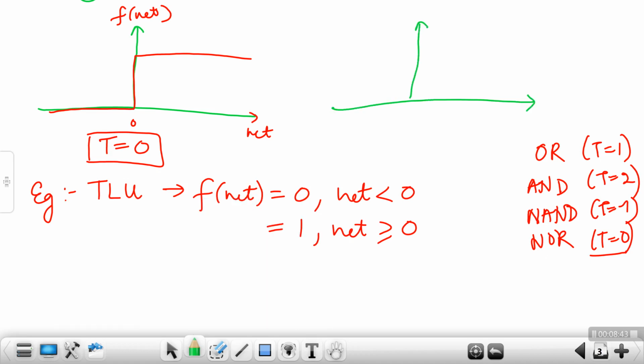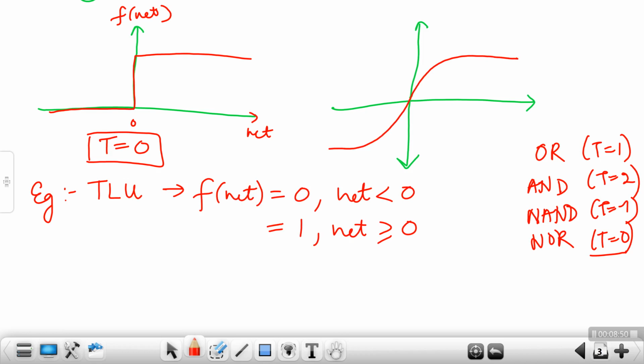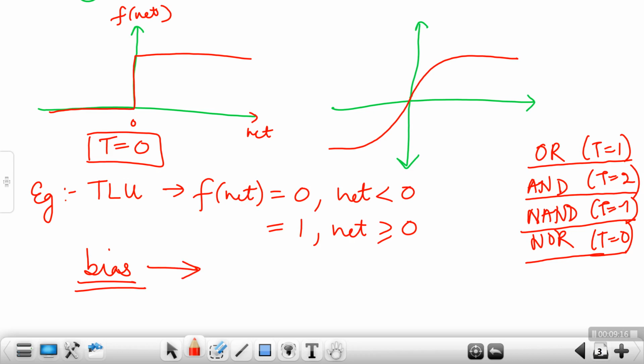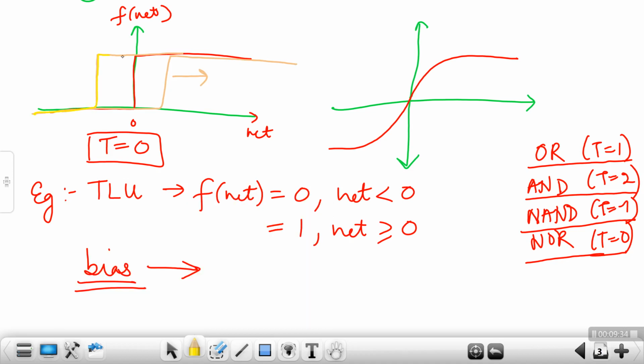If you consider a sigmoidal function, it will also be centered around 0, like this. Now, for the OR gate the threshold is 1, for the AND gate 2, for the NAND gate -1, and for the NOR gate 0 using the McCulloch-Pitts neuron model. Rather than changing the threshold every time, we use a parameter called bias. This bias will shift the neuronal activation functions either towards the left or towards the right, so this value can get shifted this side or this side.